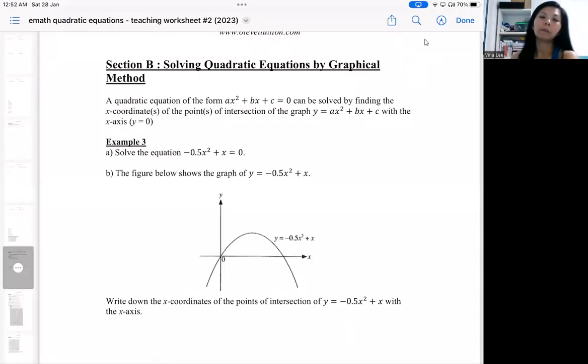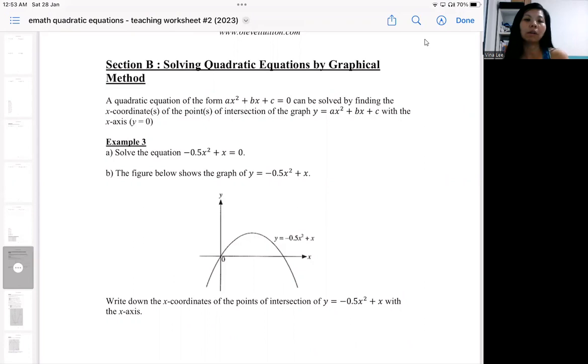Okay, so for this part, we are going to be solving the quadratic equation by the graphical method. By the time you hit this part, you should have come across solving the quadratic by factorization, by quadratic formula, by completing the square. So we can also get the same answer by drawing a graph. When we say we draw a graph, that means we use graph paper to draw the graph. So drawing a graph and sketching a graph are two different things.